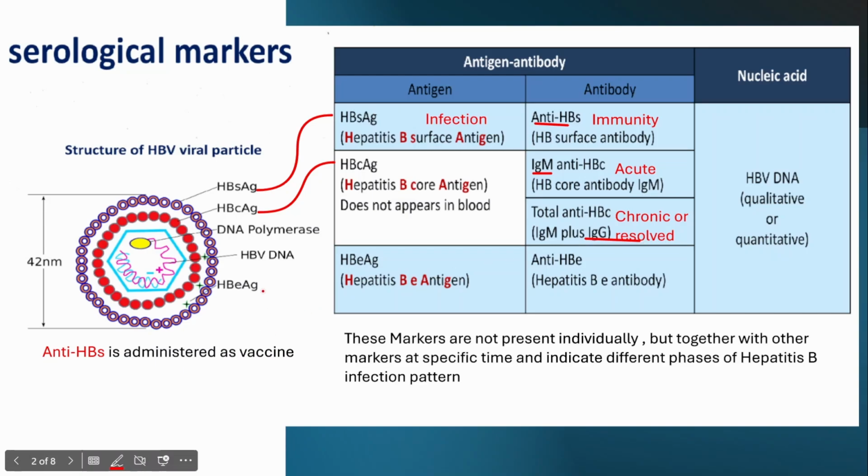The third antigen is the hepatitis B E antigen, and it is present during the high infectivity phase when the virus is replicating itself and making multiple copies. And against this, we have anti hepatitis B E antibody, and this is produced when the infectivity has been reduced. Another serological marker is the hepatitis B virus DNA, and it is used quantitatively to know how much titer of the virus is present in the person.